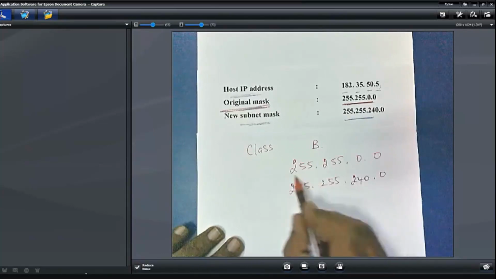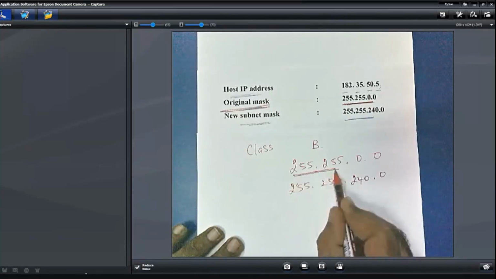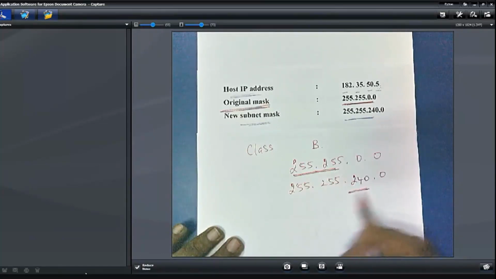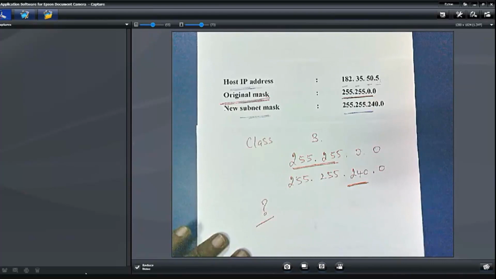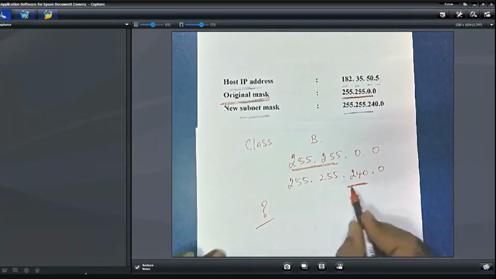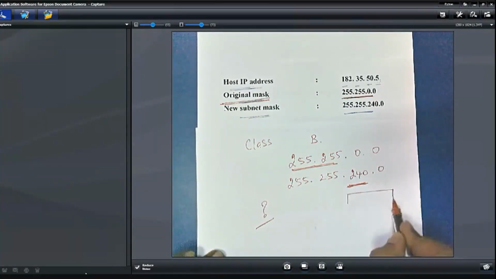So 255.255 is the original, but they borrowed some bits here. Now you have to find how many bits they borrowed. Same as the previous example I have done, but in a reverse way. Now we are going in a reverse way. Can anybody tell me, if 240 is here, how many bits will be 1?